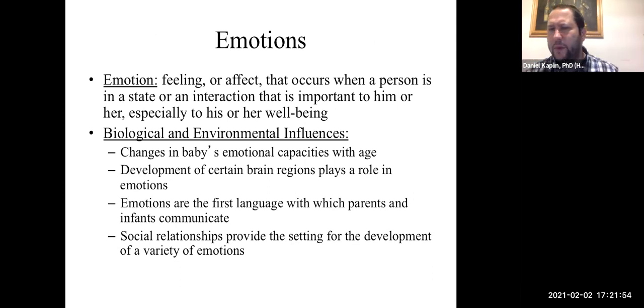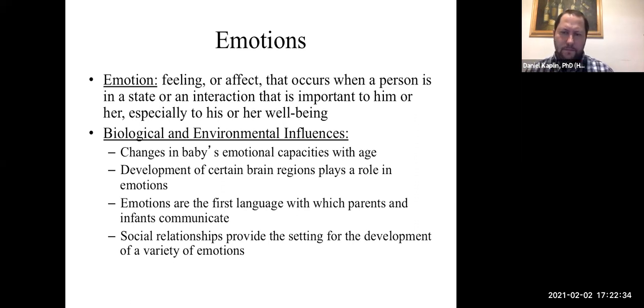And there are different kinds of emotions. There are some basic emotions. There are more complex emotions. But emotions develop based on both biological and environmental factors, as with everything. Remember, I said the debate, nature versus nurture, has all but been resolved to be nature via nurture. One interacts with the other. So sure, there are changes in the emotional capabilities across age, and different brain regions play a role in the acquisition of emotions.